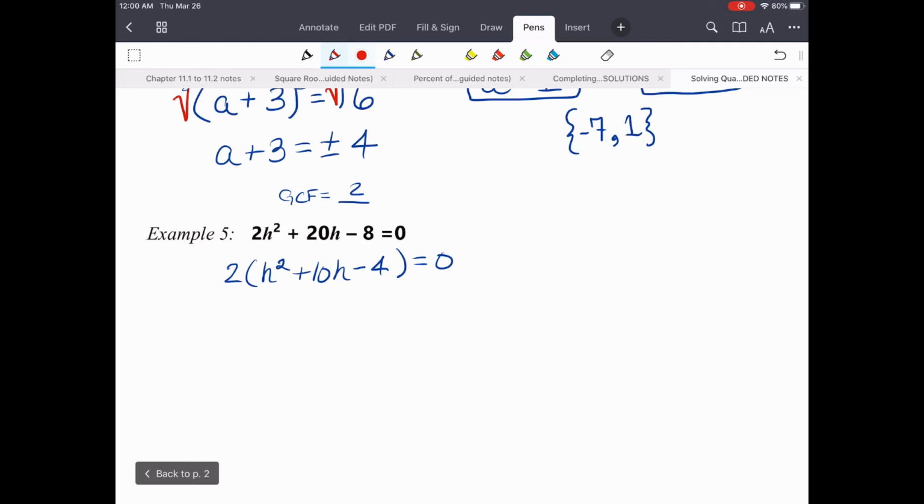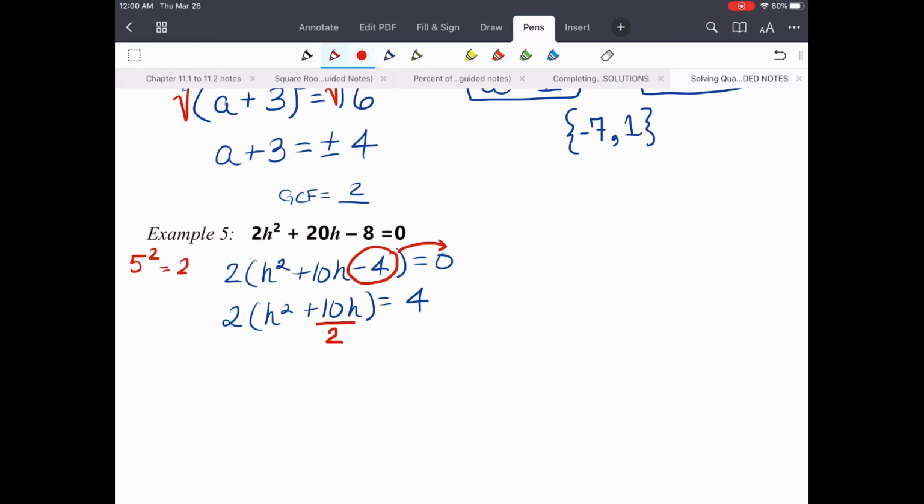So what we want to do is get this negative 4 over here so that it's consistent with the other examples that we did. And we'll write it like that. So we've got 2 and then h squared plus 10h equals 4. And now let's go ahead and go through the whole process of completing the square. So we're going to take half of the h term. Half of 10 is 5, and then 5 squared is 25.